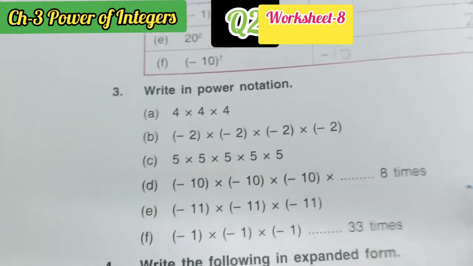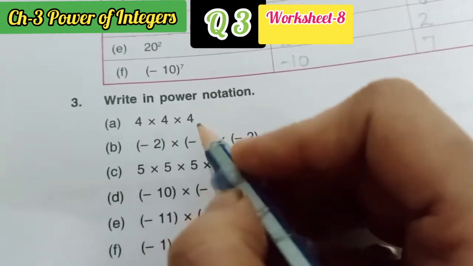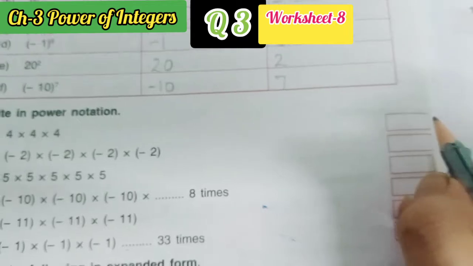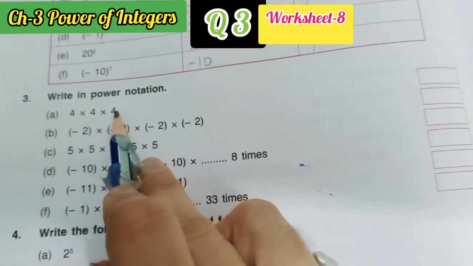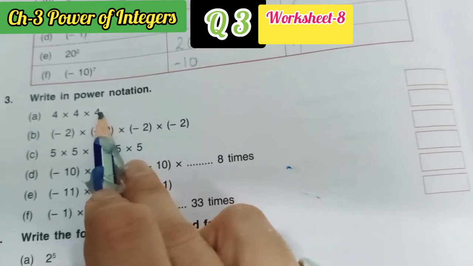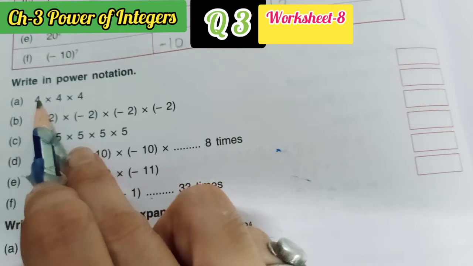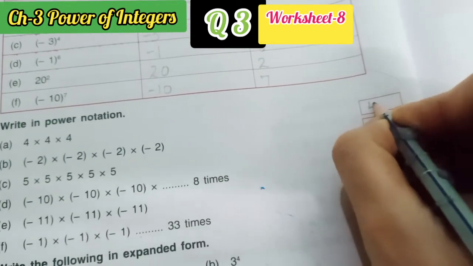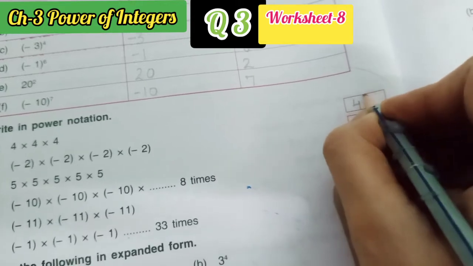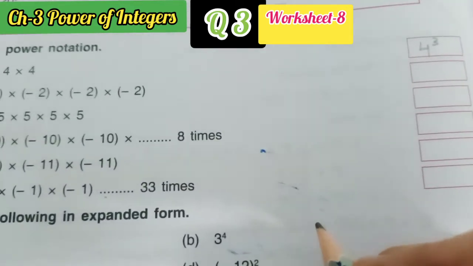In question number 3, write in power notation. You have to write this in power notation in the box given. Here 4 is multiplied by itself 3 times. That means base is 4 and power is 1, 2, 3. So how will we write? Base is 4 and power is 3. So 4 raised to power 3.